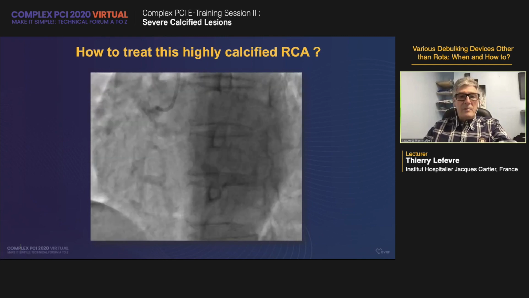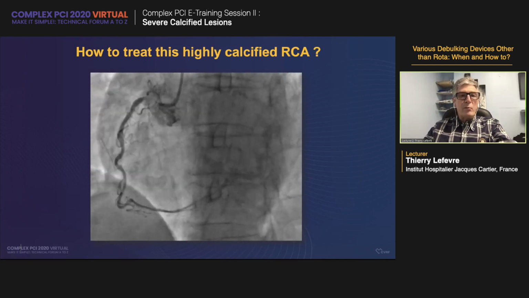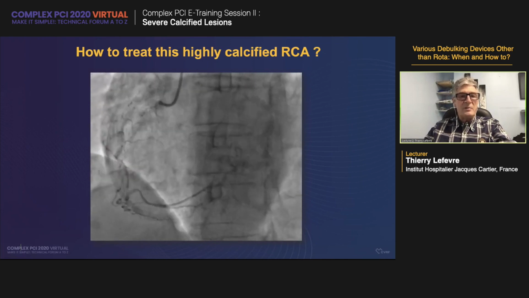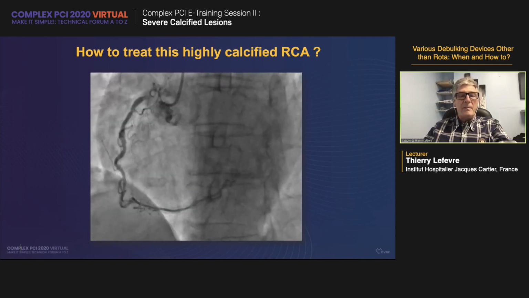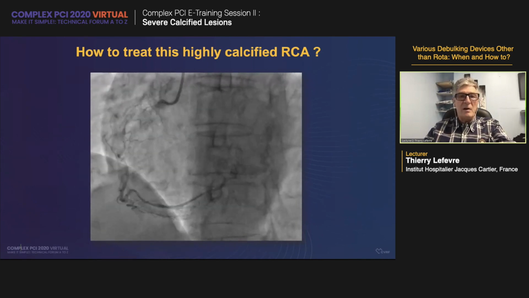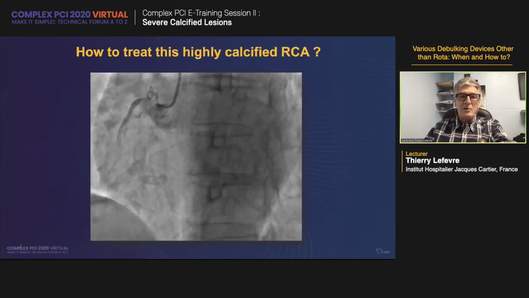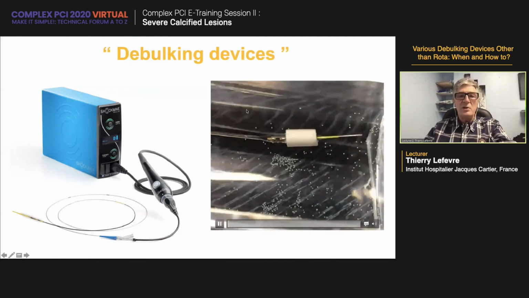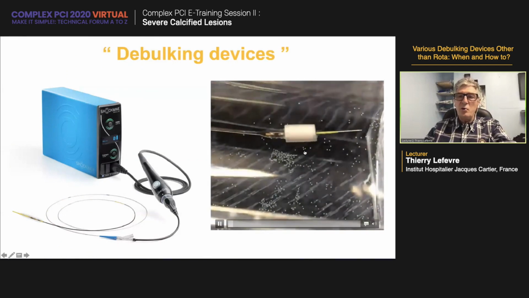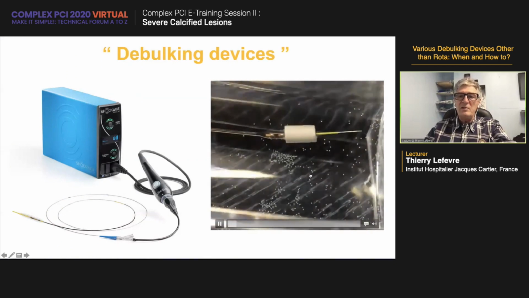And in my opinion, there is some risk of using rotablation in this case, because if you have slow flow or no reflow with a severe aortic stenosis, you have a big risk during the procedure. So we decided to use the Shockwave technology in this case, and it's just to show you what happened when you activate the Shockwave. You break the calcium.